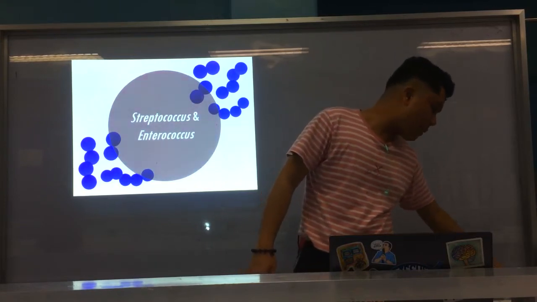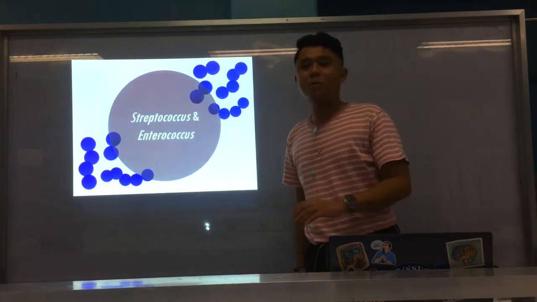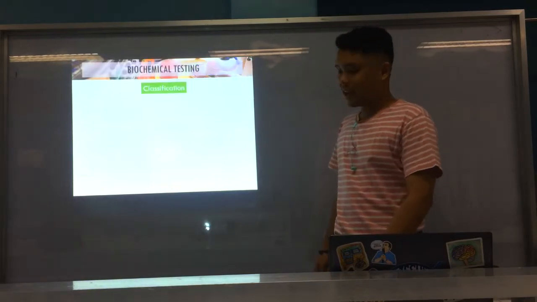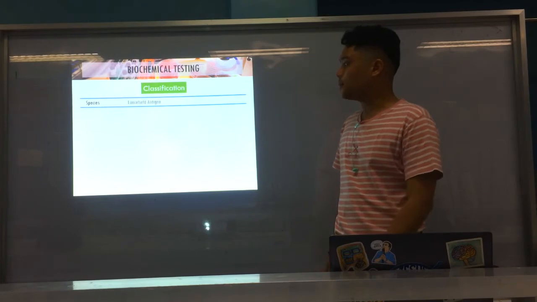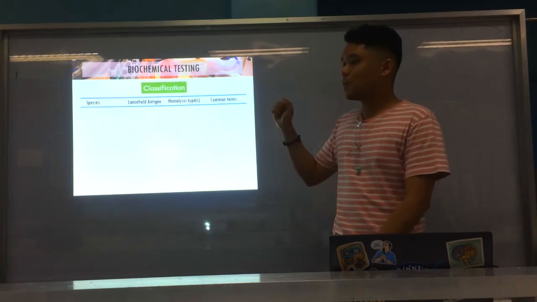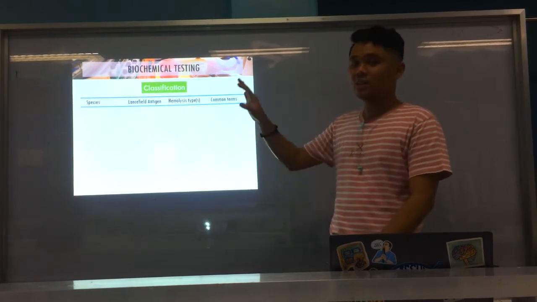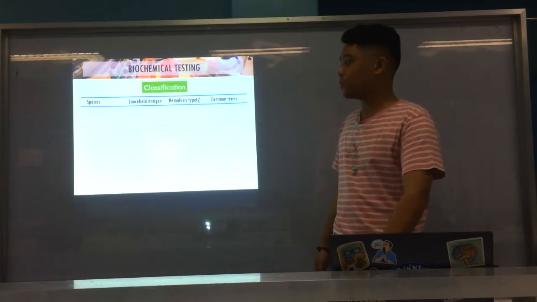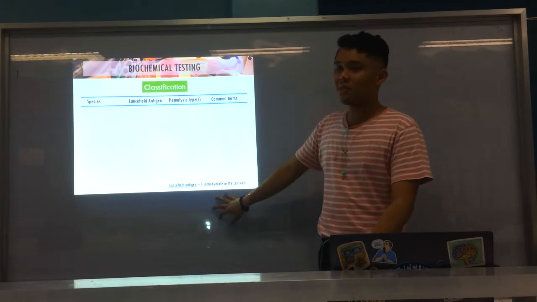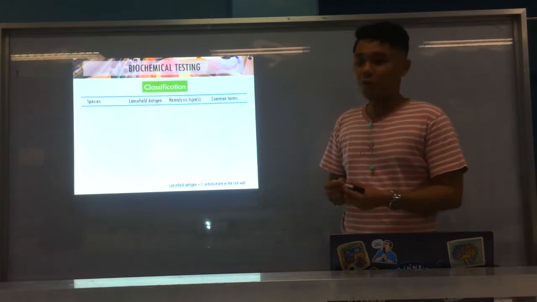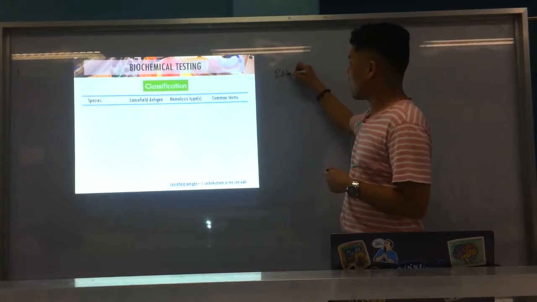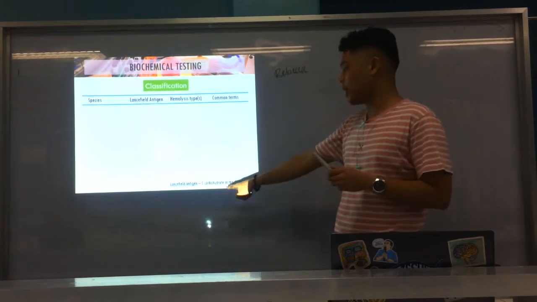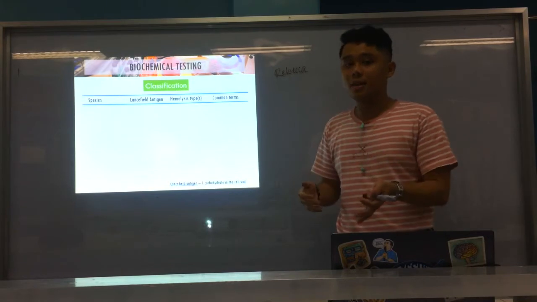Catalase negative gram-positive cocci in the form of your Strep and Enterococcus, alright? So, again, for classification, as you can see, we have the different species. And we classify them according to the presence of the Lancefield antigen, the hemolytic patterns, and their common terms. Of course, first is your Lancefield antigen, which was discovered by Rebecca Lancefield, and this is a C carbohydrate in the cell wall of these organisms.